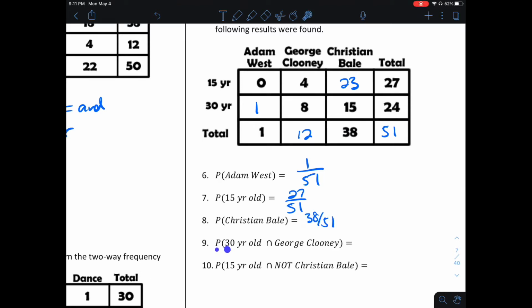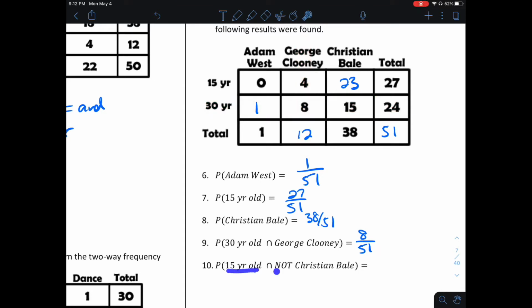What's the probability that the person you pick is 30 years old and, intersection, prefers George Clooney? So here's the George Clooney column. Here's the 30-year-old row. The intersection of that is 8. So 8 people prefer George Clooney if you're 30 years old out of a total of 51 people that were in this group.